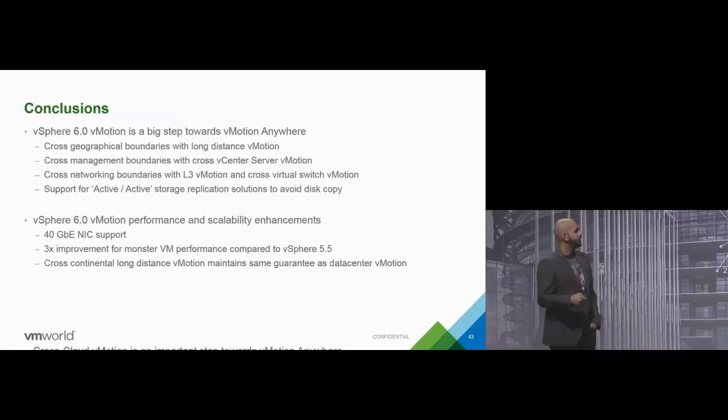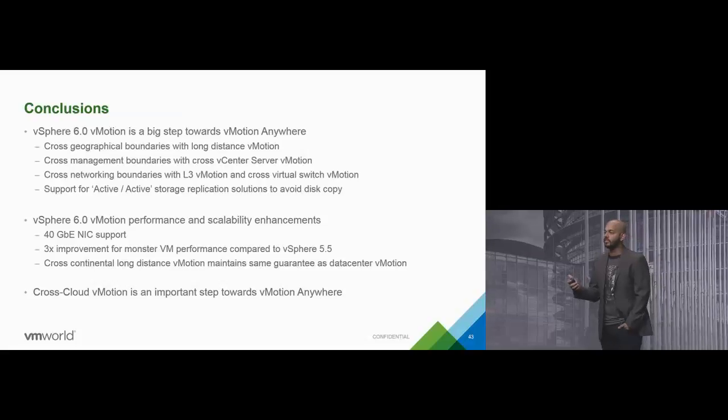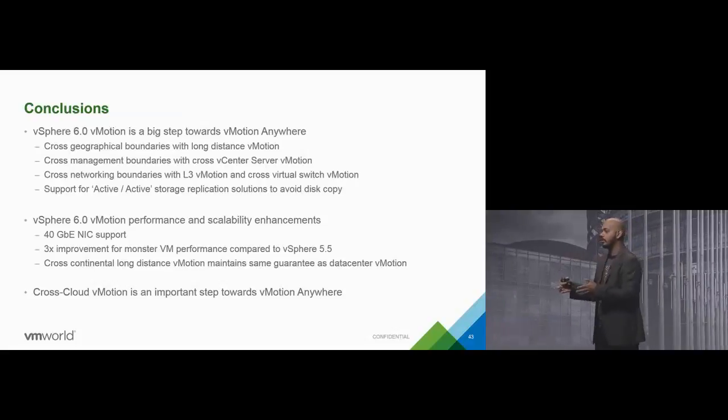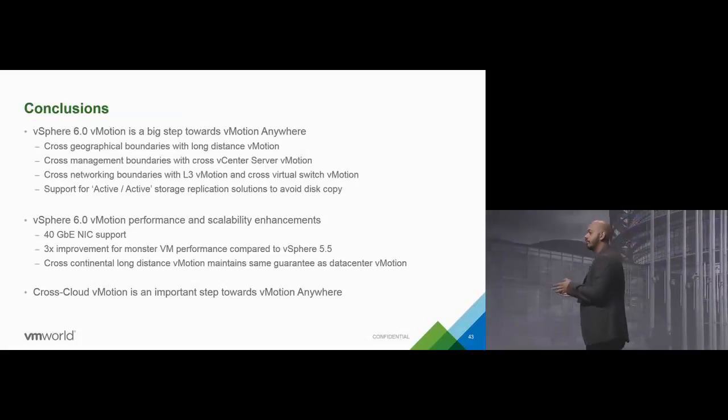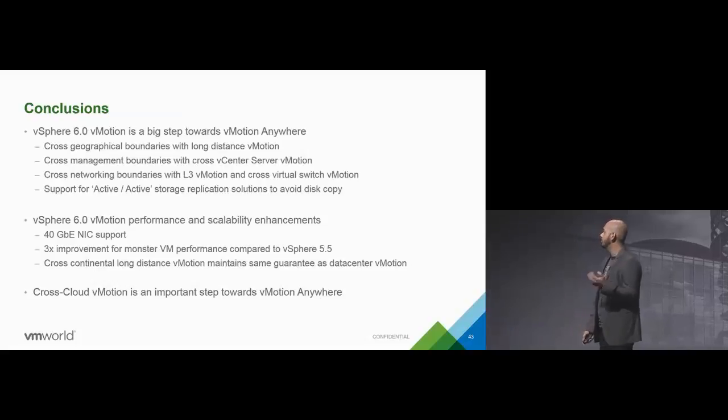Finally, just to outline what we discussed today. Again, the top 5 features for vMotion in vSphere 6, starting with multi-switch, then going across networks, then crossing geographical boundaries, management boundaries, and then replication-assisted vMotion. Those are the 5 main features for vSphere 6 vMotion.